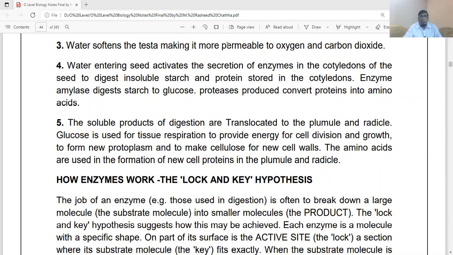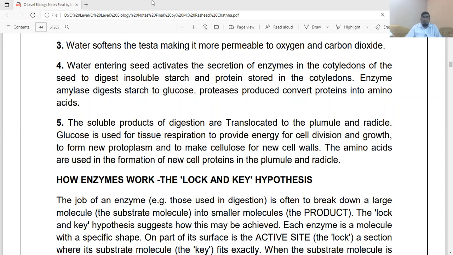Now it's a continuation of the enzymes, particularly the role of enzymes in the germination of the seeds. The soluble products of digestion are translocated to the plumule and radicle. Glucose is used for tissue respiration to provide energy for cell division and growth, to form new protoplasm and to make cellulose for new cell walls. The amino acids are used in the formation of new cell proteins in the plumule and radicle.